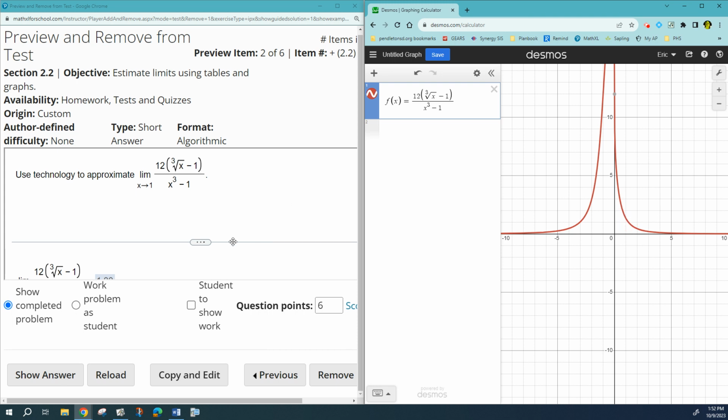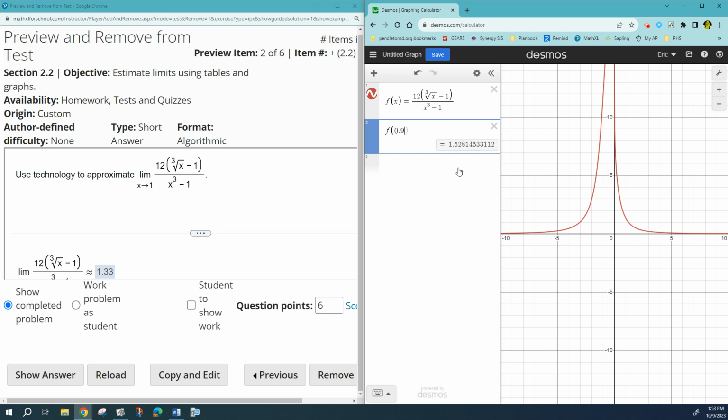We want to round this to how many places? The nearest hundredth. So the best thing to do is just put in some values. You can make a table if you want to, or you can even just plug in values. I want to get very close to 1, right? So f of 0.9999, for example. What do I get? What if I add an extra 9? Another 9, another 9. What's it approaching? 1.33, isn't it? As I get closer and closer to 1.